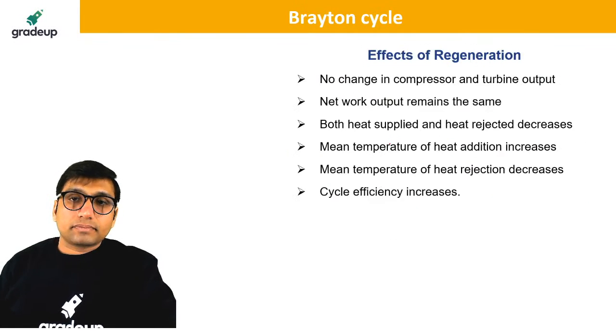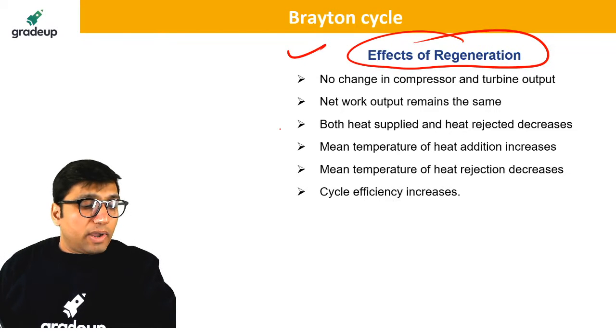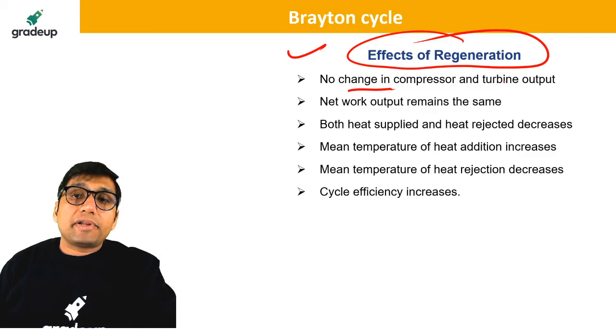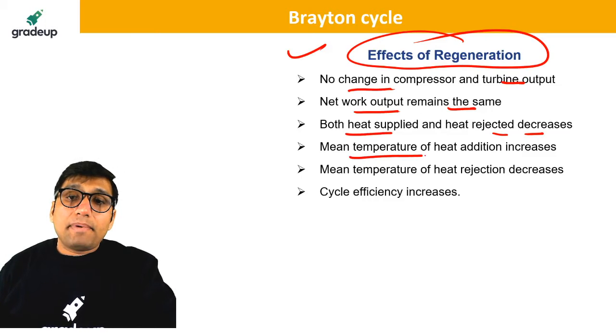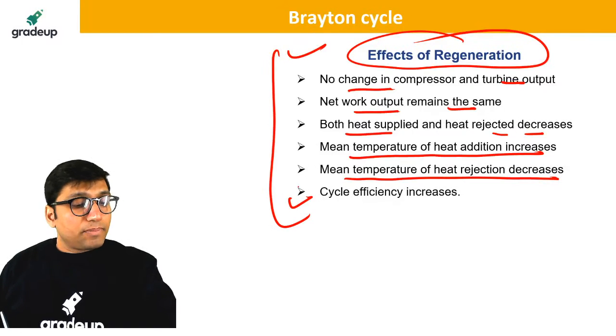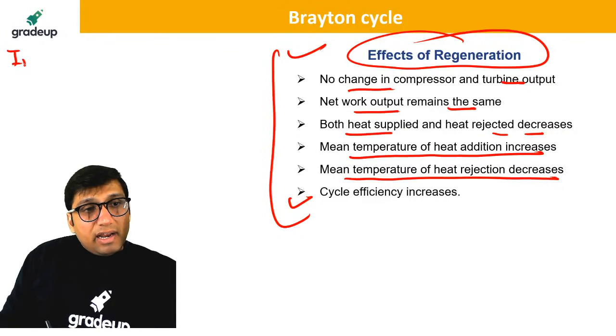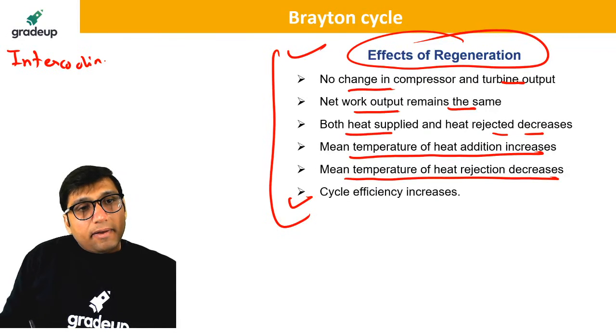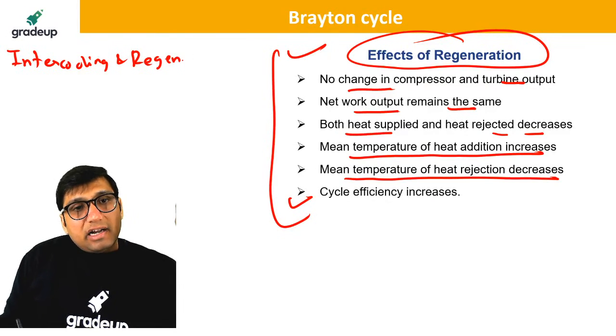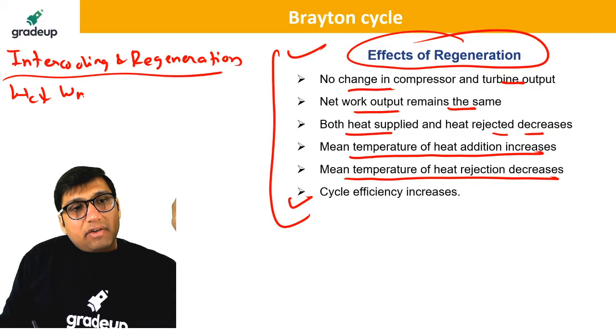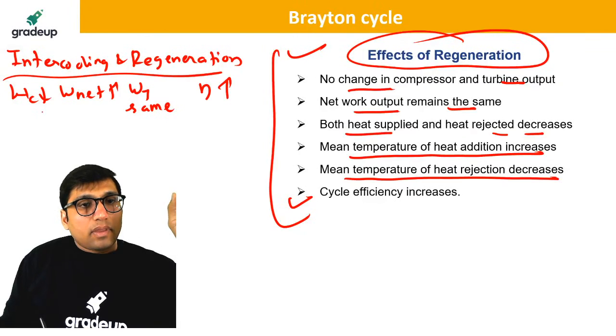And this is the formula for efficiency of an ideal regenerative cycle. What is the effect of regeneration? The effect of regeneration is no change in compressor and turbine work, net work remains the same, both heat supplied and heat rejected decrease, mean temperature of heat addition increases, mean temperature of heat rejection decreases, and cycle efficiency will increase. Always remember this is very important: if you combine intercooling and regeneration, then what will happen? The compression work will decrease, net work will increase, turbine work will be the same, and the efficiency will increase, because heat supply will reduce.